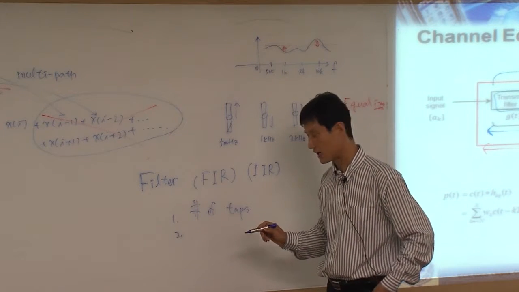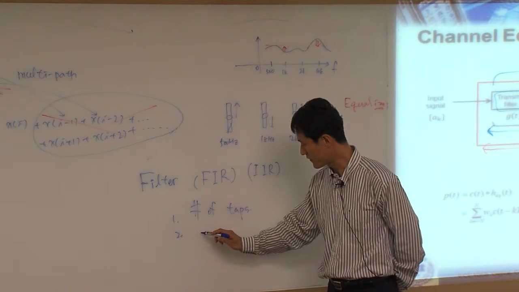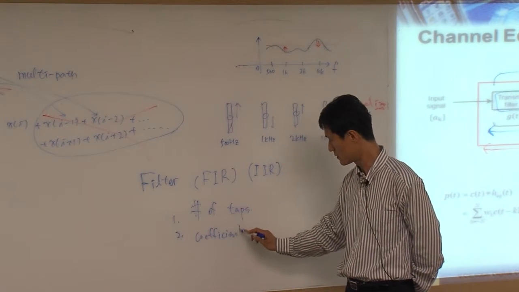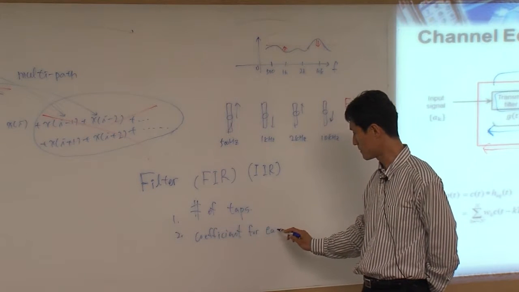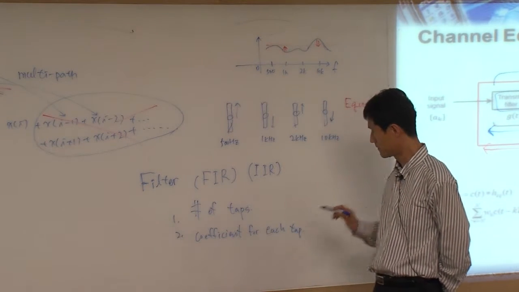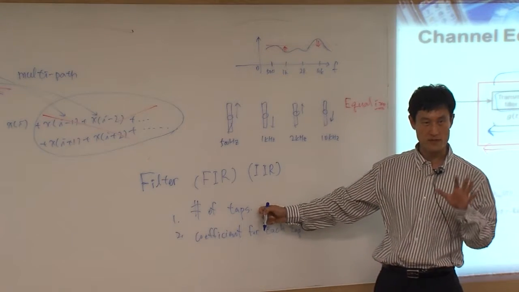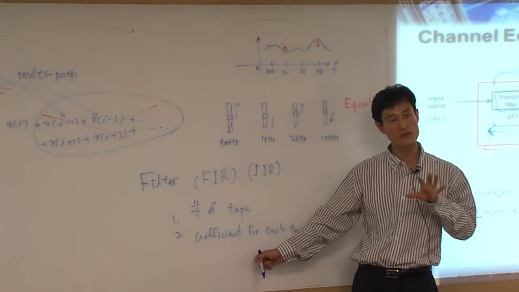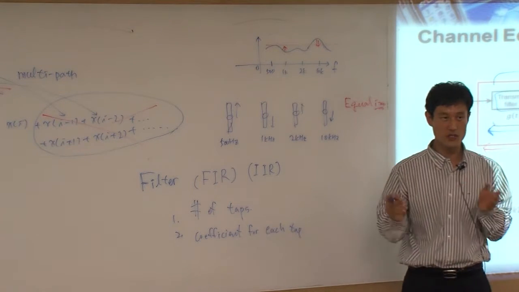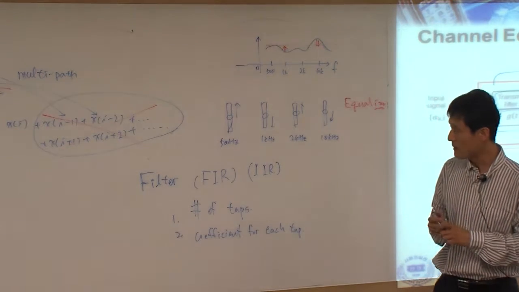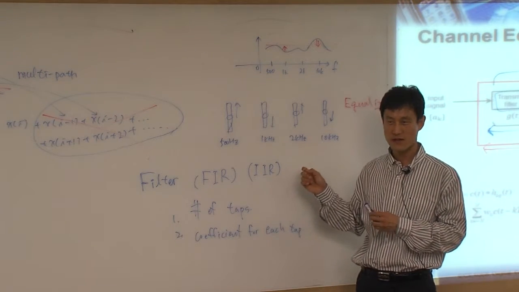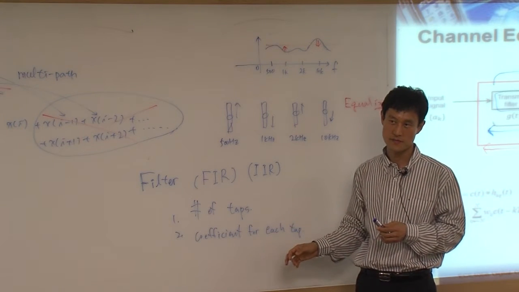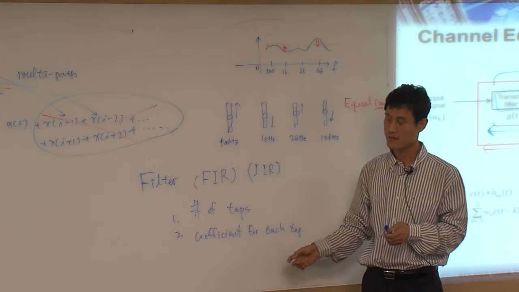The second important thing to decide is the coefficient for each tap. So if you have 5 taps, each tap has its own coefficient. In that case, we have 5 coefficients. So this is all you need to decide. Every filter, maybe FIR filter, IIR filter, linear phase filter, you need to design these 2 things. Eventually, these 2.